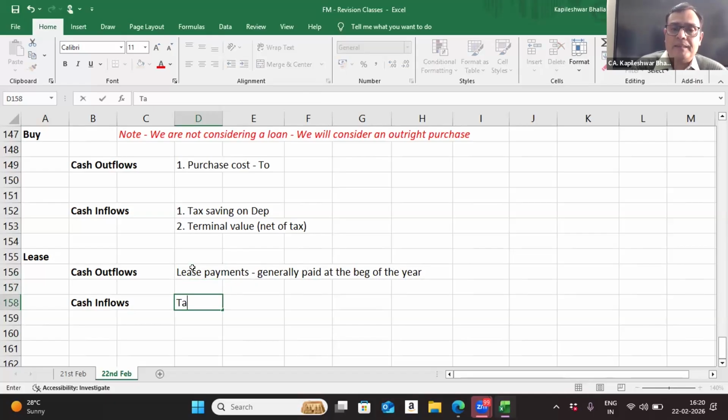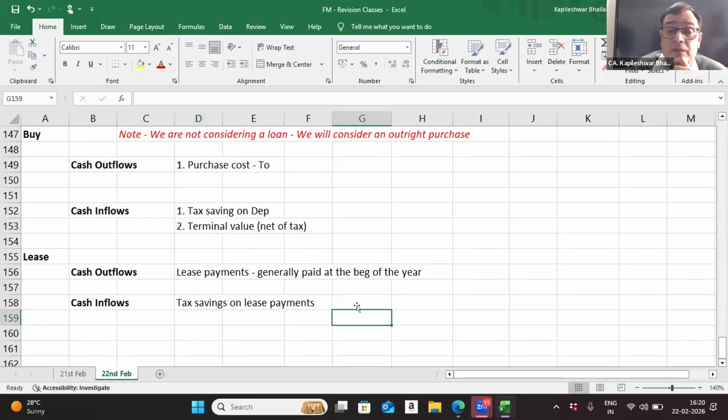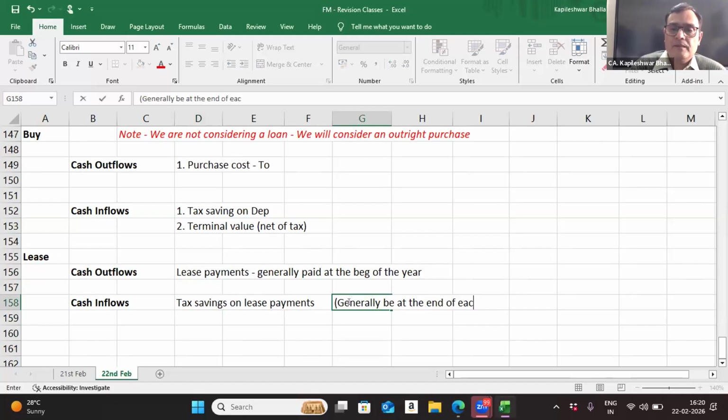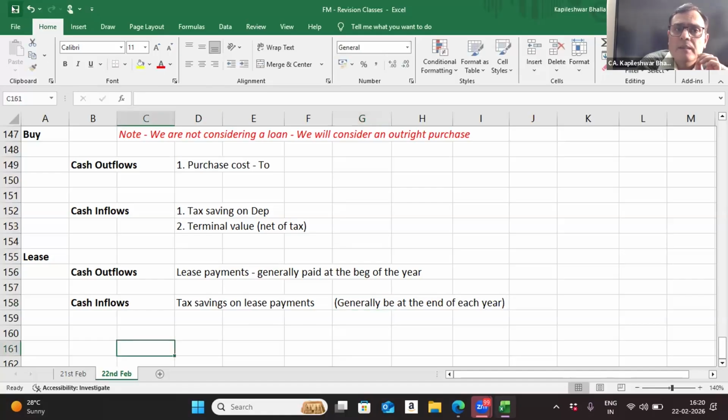And inflows will be, can I say, the tax savings on the lease payment. The tax savings which will come on the lease payments, that would be an inflow, because this will generally occur at the end of each year. You might pay the lease rents at the start, but the tax saving is going to come at the end of each year.